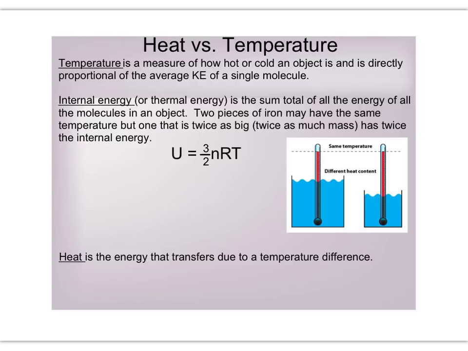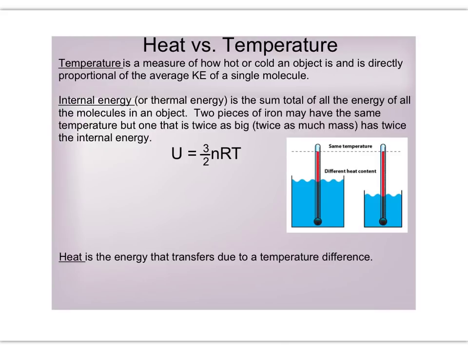Today we're going to look at internal energy, known as U, which is the sum total of all of the energy of the molecules in an object. So if we look at the kinetic energy of one molecule, and we have 50 molecules, then we take 50 times that energy, and we're going to get the total energy. So it depends not only on the average kinetic energy of a molecule, it also depends on how much mass there is.